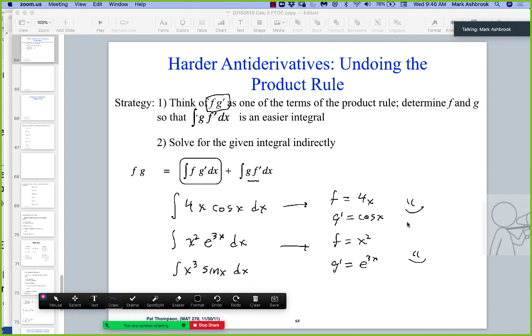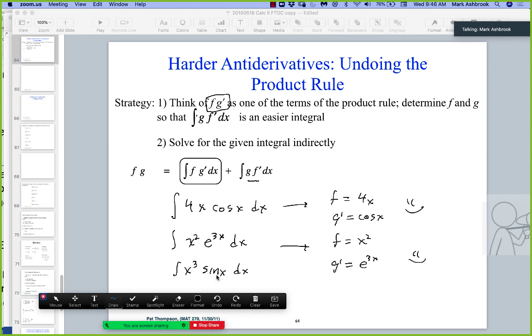So this just took one. We had x to the first. We got it on the first. We could just set up f equals 4x, g prime equals cosine x, solve the problem. Here was x squared, and we saw that comes to two layers of undoing the product rule. Again, watch the video for that and make sure you understand that example.